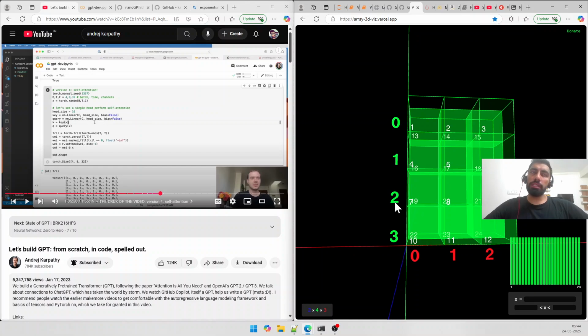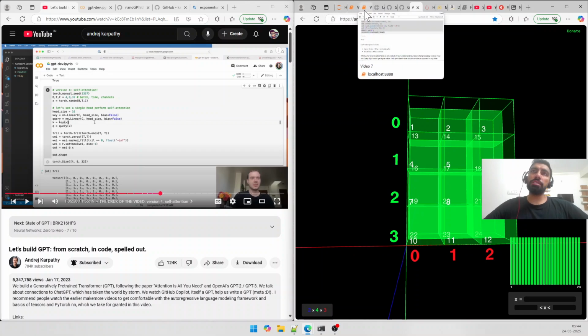So we should get two arrays. Small k equal to key of x, we should get 4 by 8 by 16. That will be keys, and query will be 4 by 8 by 16. That represents query.